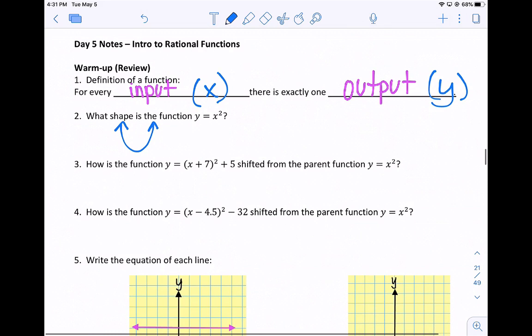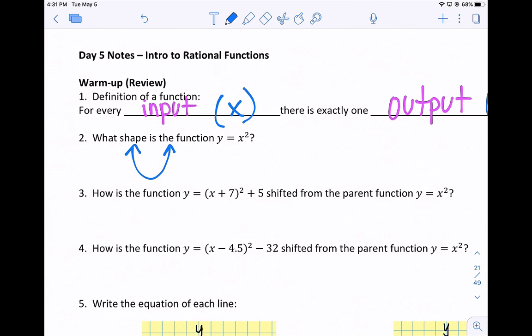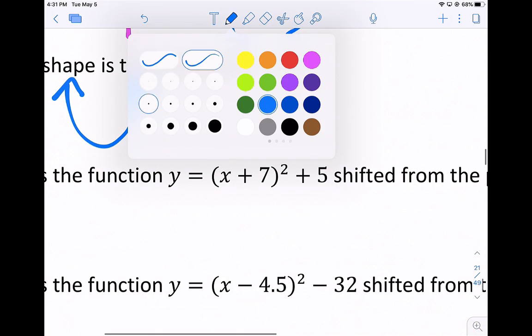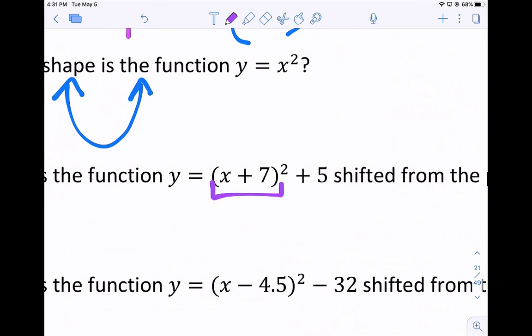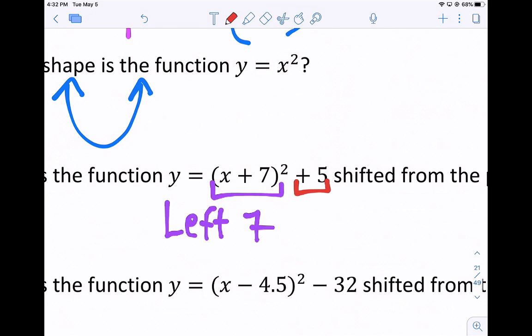How is the function (x plus 7) squared plus 5 shifted from the parent function y equals x squared? So again, from first semester, hopefully you remember that the plus 7 in parentheses is the opposite of what you think. And so plus, you would think to the right, but this is really to the left. So this is left 7. And then the plus 5 on the outside of the parentheses is up 5.